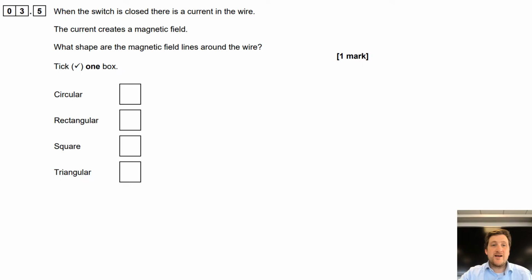Now, what shape are the magnetic field lines around the wire? It's important we look. There is a magnetic field, there is a current. If we have a wire, what shape will these magnetic field lines be? Well, similar to our magnet, they're going to be circular. We're not going to have triangular field lines or square field lines. We're going to have these circular field lines.